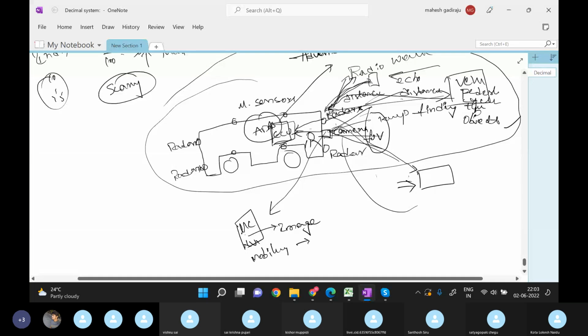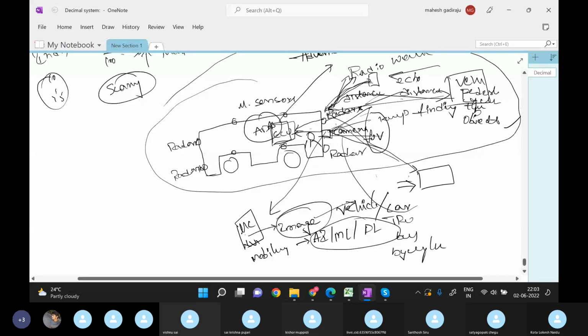They will apply artificial intelligence, machine learning, and deep learning concepts on this particular image. By combining all these concepts, they will find out what this image is, whether it is a vehicle. If it is a vehicle, whether it is a car or a truck or a bus or a bicycle, what kind of vehicle it is. If it is a person, it can also find that out. If it is an animal, what kind of animal, that also it is able to find out with these concepts. Then finally it will give that information to the ADAS ECU.